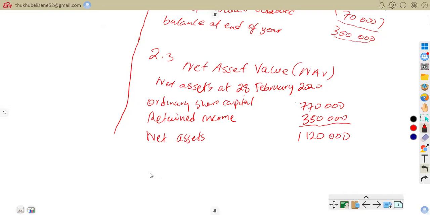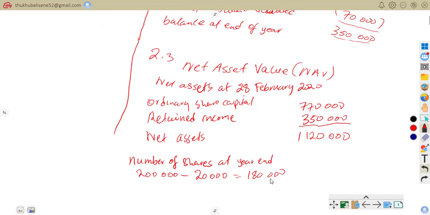So remember that we have said the number of shares at the end of the year is how much? 180,000. So don't forget that one. Number of shares at the year end is 180,000, where we have said 200,000 minus 20,000. These are the shares that we bought back. Then it gives us 180,000. So that is that.